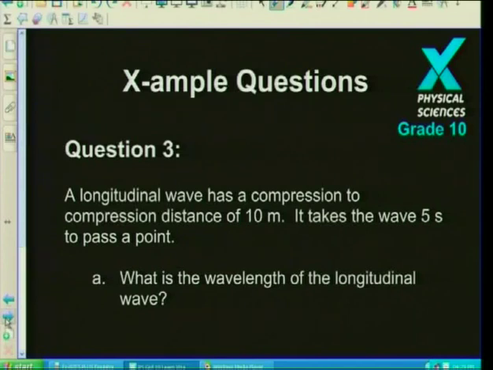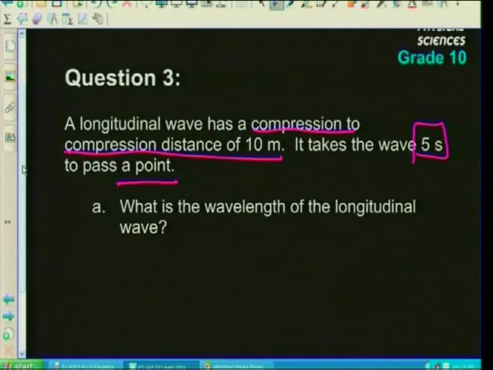Now, let's get on to the calculations. A longitudinal wave has a compression to compression distance. Important piece of information: compression to compression distance of 10 meters. That is going to be important. It takes the wave 5 seconds to pass a point. Also an important piece of information. So now the first question here is, what is the wavelength of the longitudinal wave?